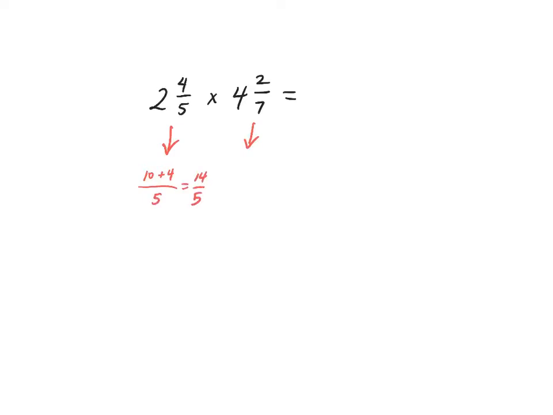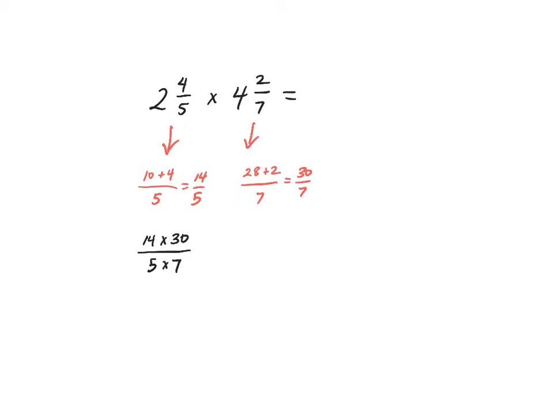On the right hand side I have 4 groups of 7, 28, plus 2 more. These are sevenths, so altogether I have 30/7. My problem then becomes 14 times 30 over 5 times 7. I'm going to look for any opportunities to simplify before I work out this multiplication problem.